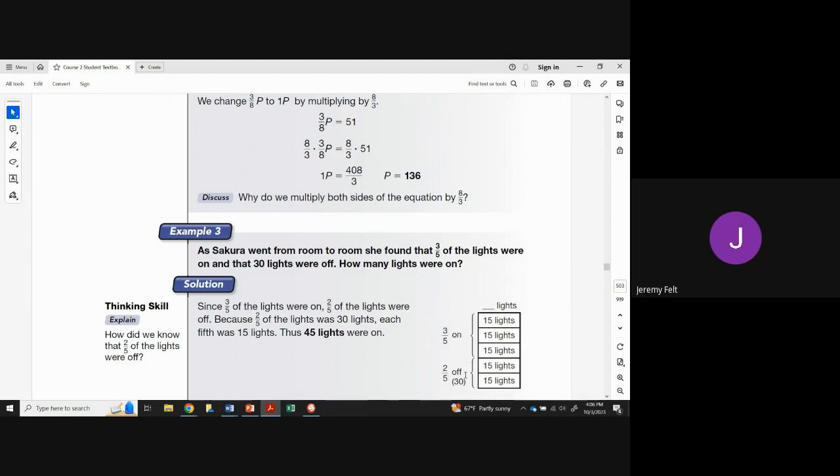2/5 was 30 lights, so 30 divided by 2 is 15. So that's where we get that 15 and 15. So we know each group, each fifth, has 15 in it. So if we want to know how many were on, 3/5 were on, well, that's 15 times 3, which is 45 lights that were on.